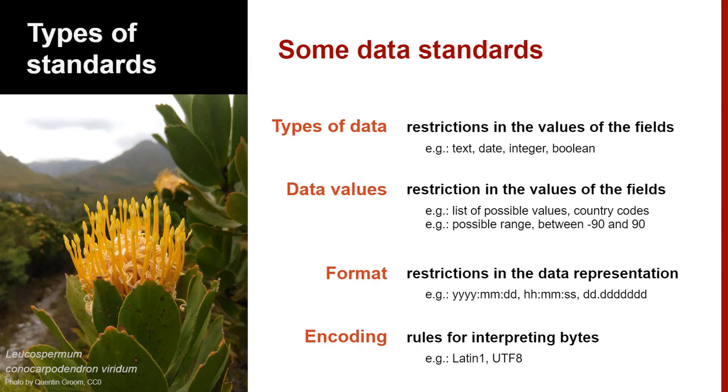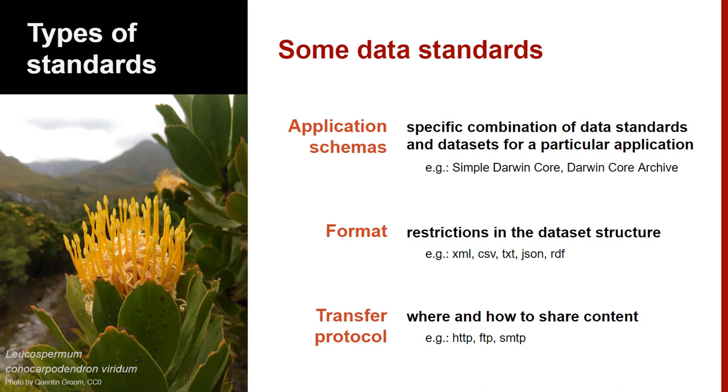Standards referring to the character encoding are rules that tell us how we interpret the bytes that we're using. Other types of standards are application schemes, which describe combinations of standards we use with data and with datasets, format standards, which constrain the file structure, and transfer protocols, which help us determining where and how we share content.